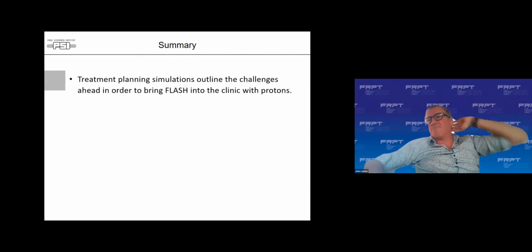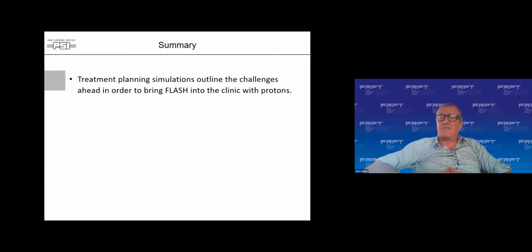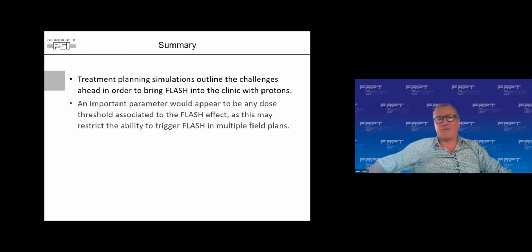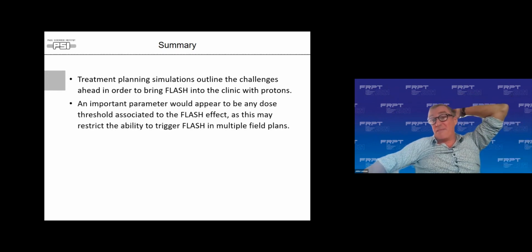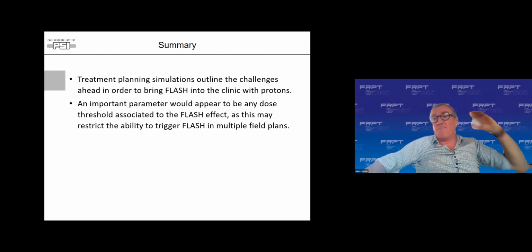So just to summarize, treatment planning simulations, I believe, can outline the challenges ahead, even if the figures in this very phenomenological model are uncertain. I think it can show us what we're going to have to work towards at the very highest level from our delivery. An important parameter is definitely the dose threshold. If that's too high, we're simply never going to get the dose in the normal tissues to trigger the flash effect. It's a very interesting and important parameter to be looked at preclinically, to see what the dose threshold for the flash effect is for different organs.